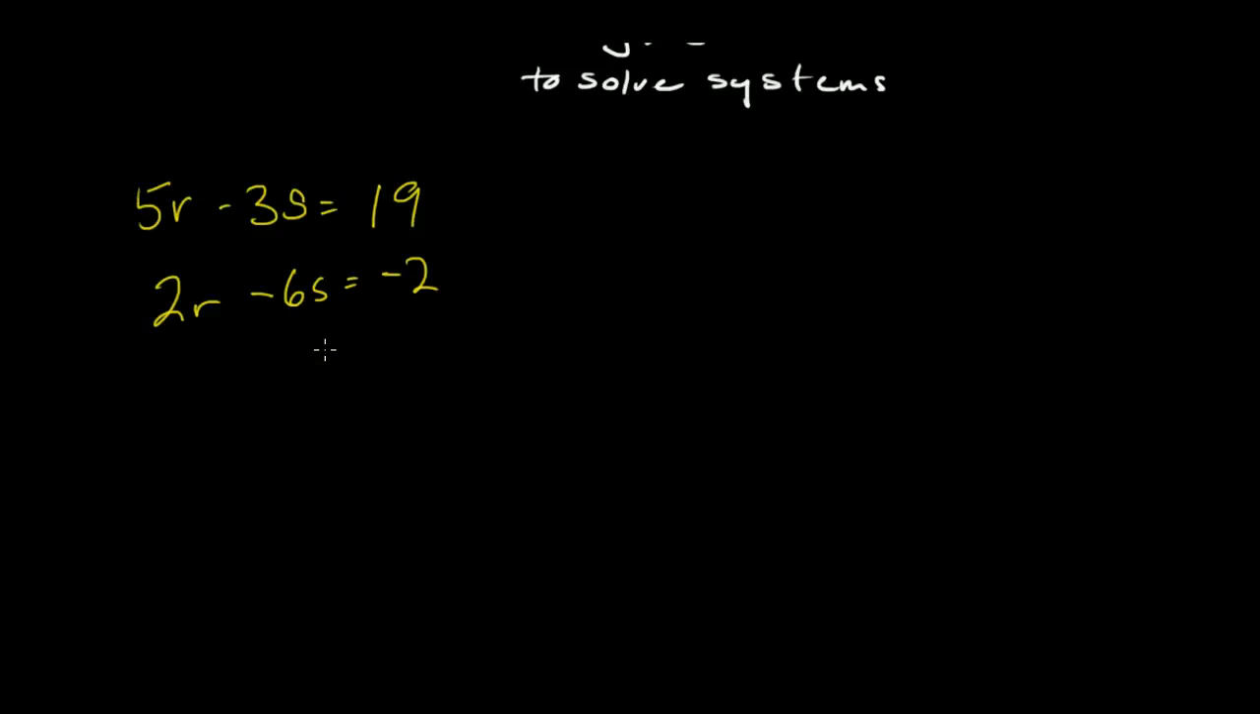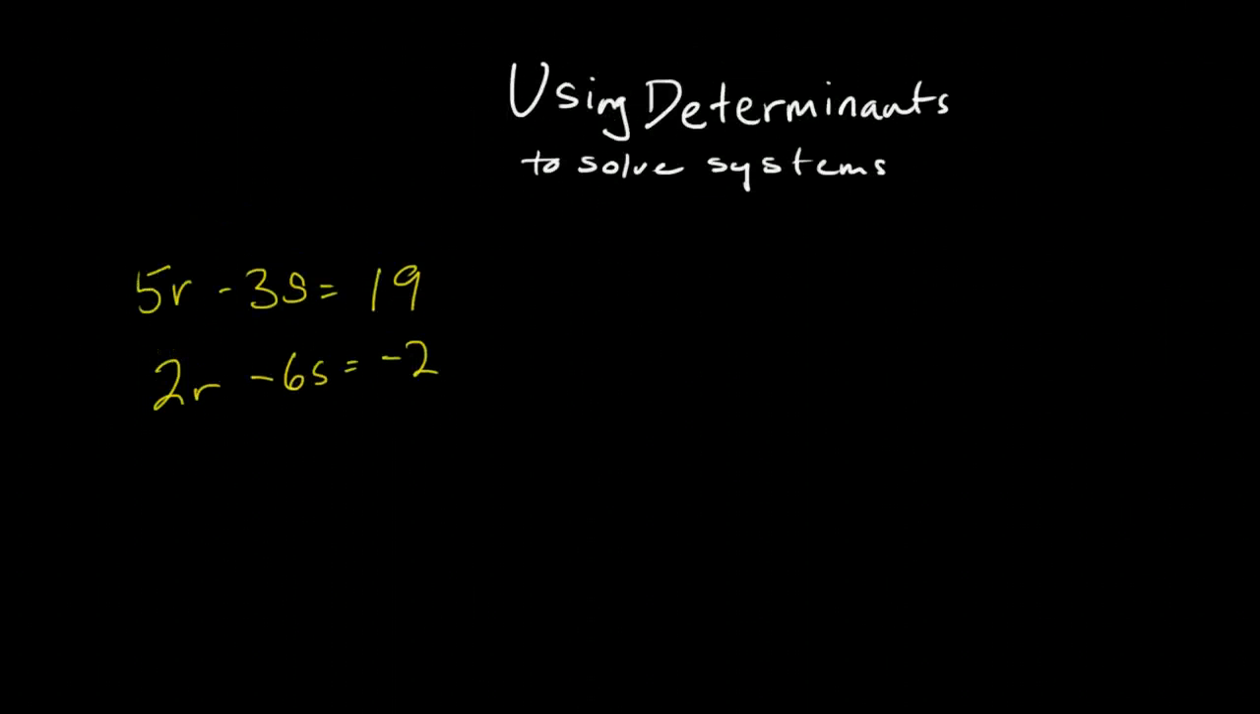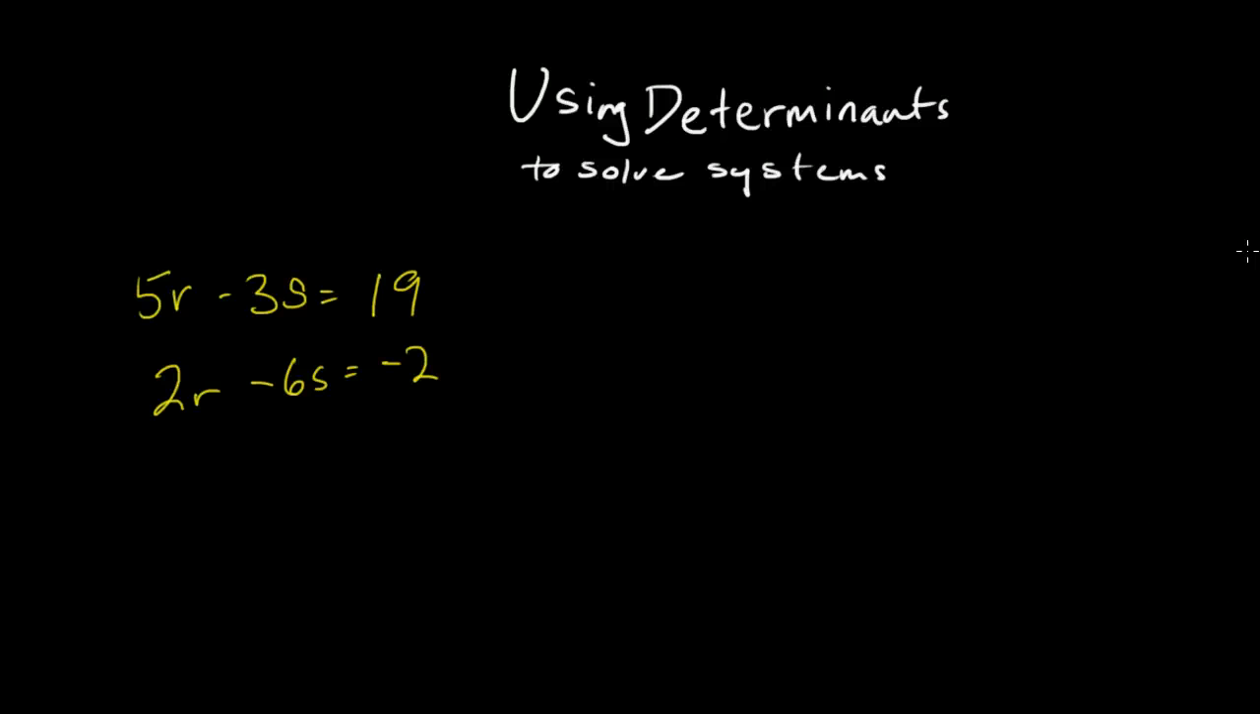In the previous video, we used determinants to solve a system of equations. This is actually called Cramer's rule. I wanted to give a couple of examples before we moved on. So here we have another system of equations. That creates for us a matrix of 5 using the coefficients -3 and 2, -6, and that will be equal to 19 and -2 respectively.